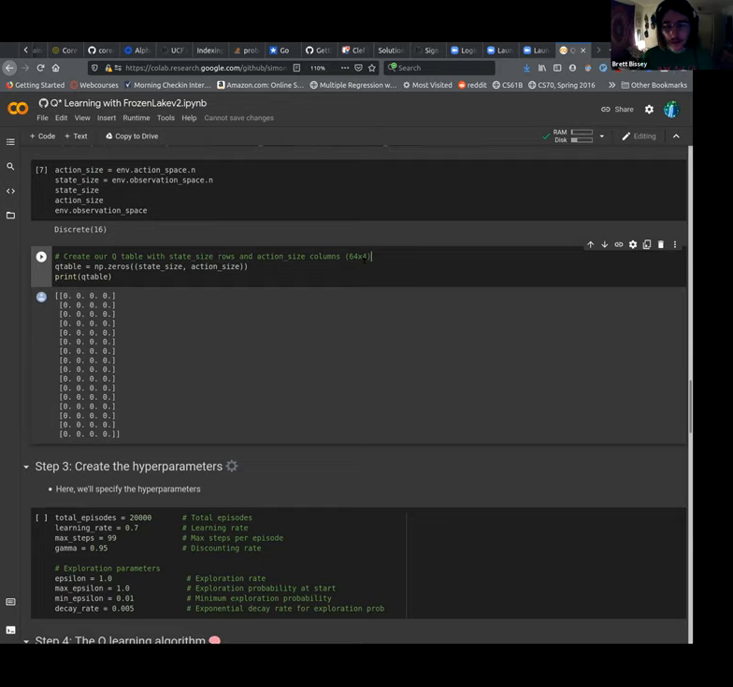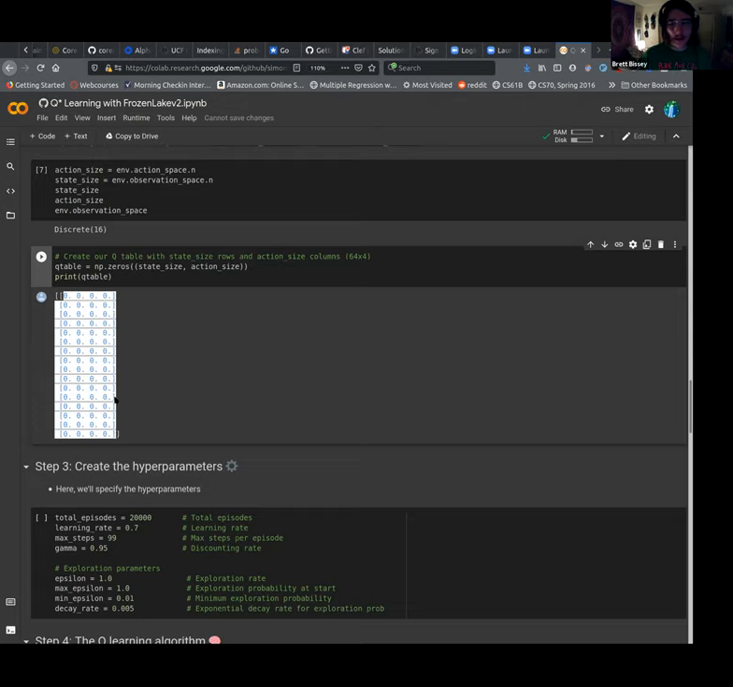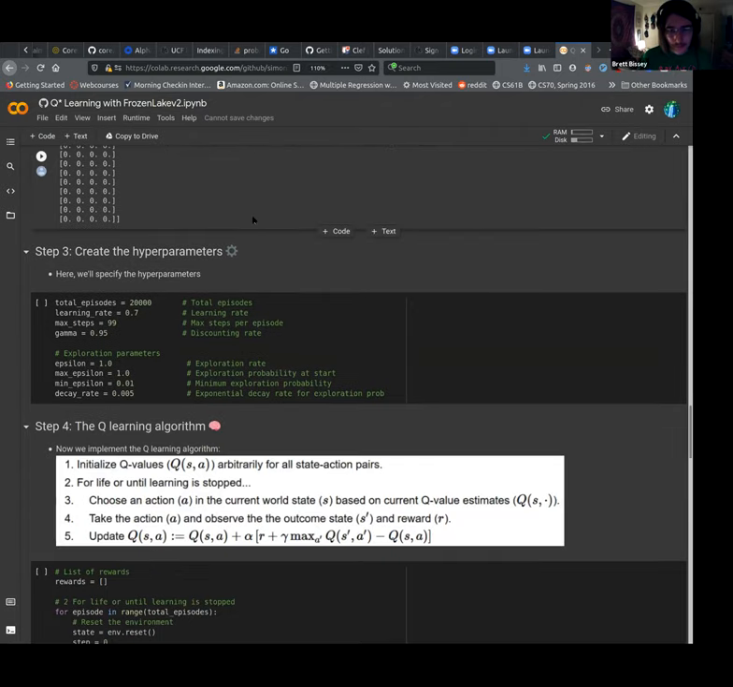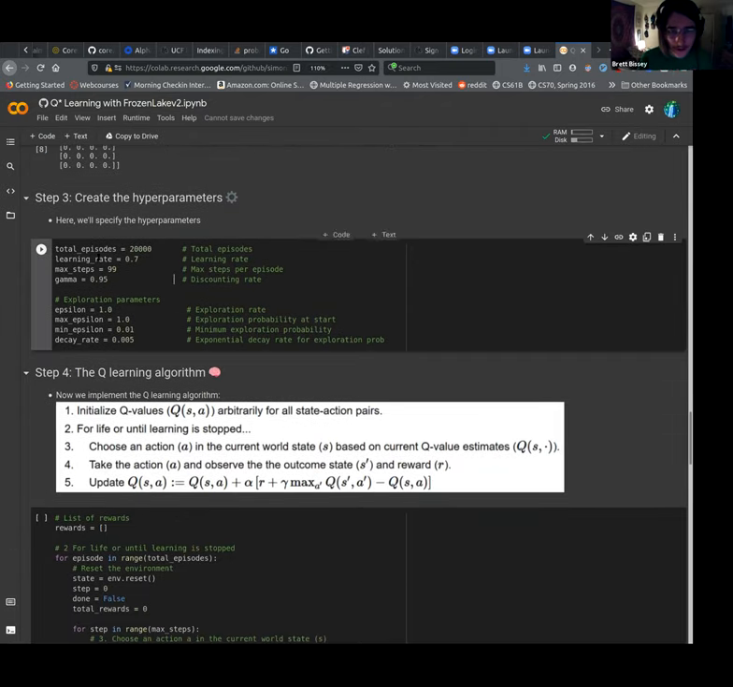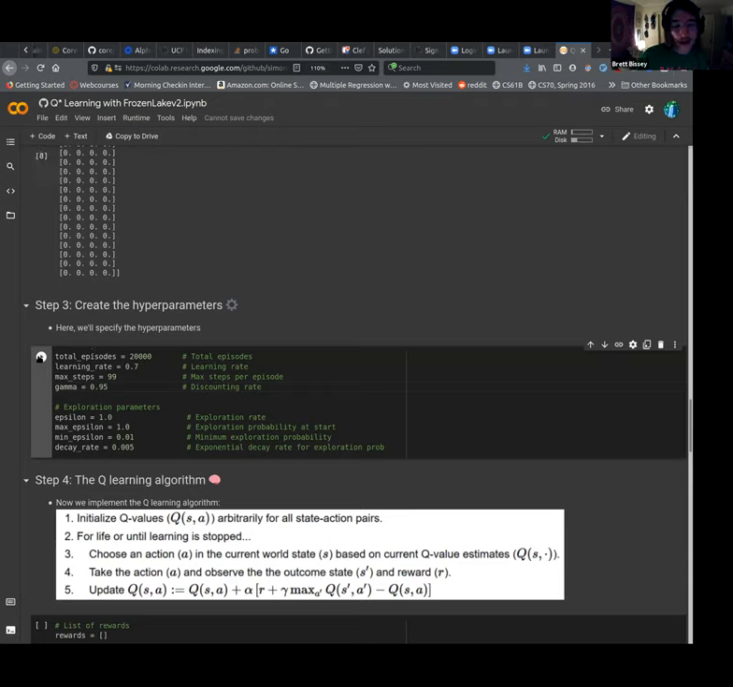Okay. State size rows and action size columns. So for each state, when there are 16 possible states, we're going to get Q values for the action at each state. And those Q values represent how good that action will be, the potential rewards it may lead to.